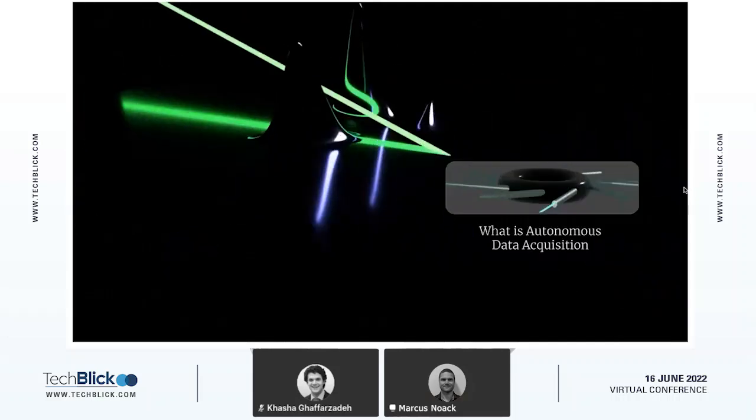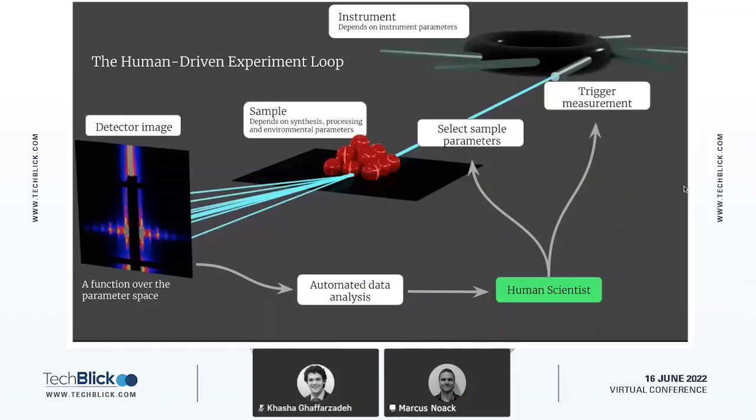So let's get started. What is autonomous data acquisition? Overall, when I got into the field, I saw a lot of big, very expensive instruments being operated manually by humans. So we always have an instrument. In this slide, it's an example of a synchrotron light source. The synchrotron light source, just like a microscope or a neutron scattering beamline or a spectrometer, depends on certain parameters. Knobs you can turn, if you will. And the sample that is being probed also depends on a set of parameters: synthesis parameters, processing parameters, and environmental conditions.